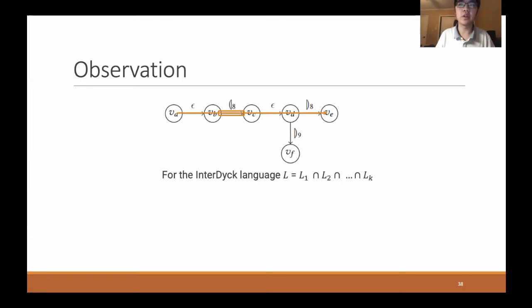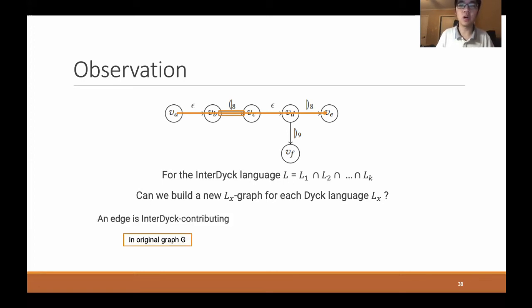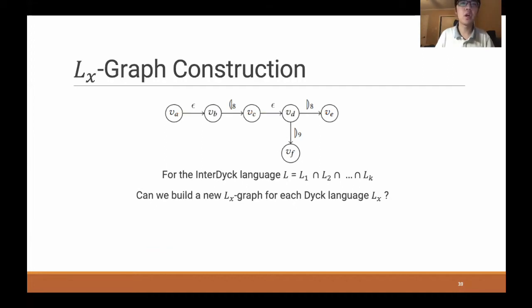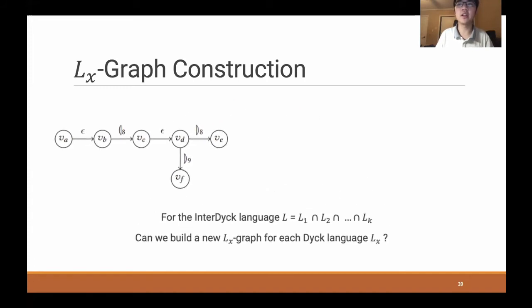For each Dyck language Lx in the InterDyck language, can we construct a new Lx graph such that it has the following property? For an InterDyck contributing edge in the original graph, its corresponding edge in the Lx graph is Dyck contributing. Then once we compute all the Dyck contributing edges in each Lx graph, the corresponding edge set in the original graph will be a superset of all the InterDyck contributing edges. To construct such an Lx graph, after we regard non-Lx edge labels as epsilon, we contract epsilon edges, and the resulting graph will be an Lx graph.